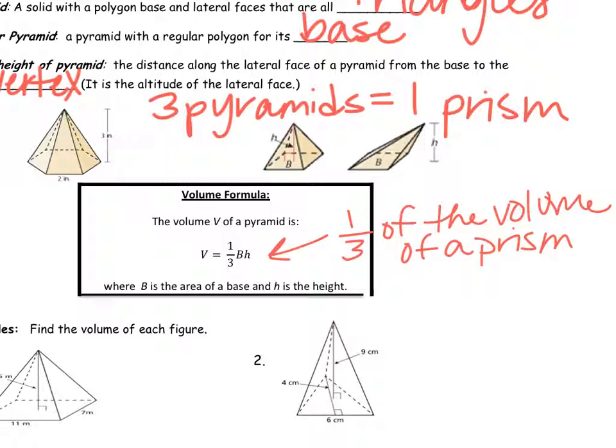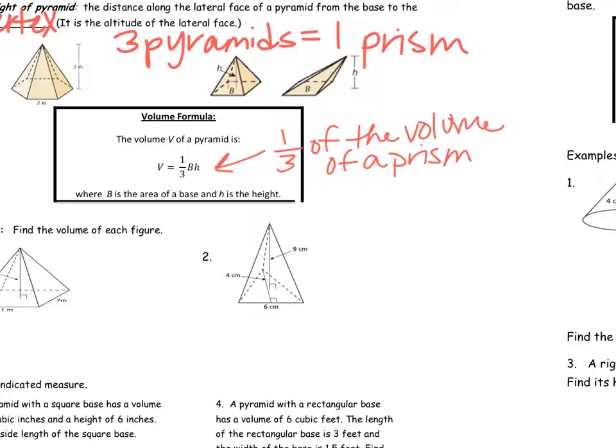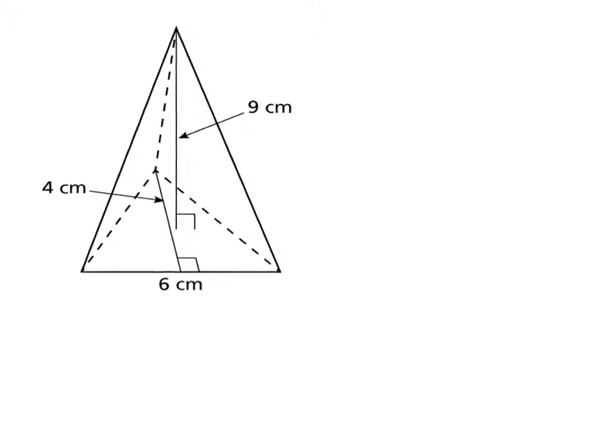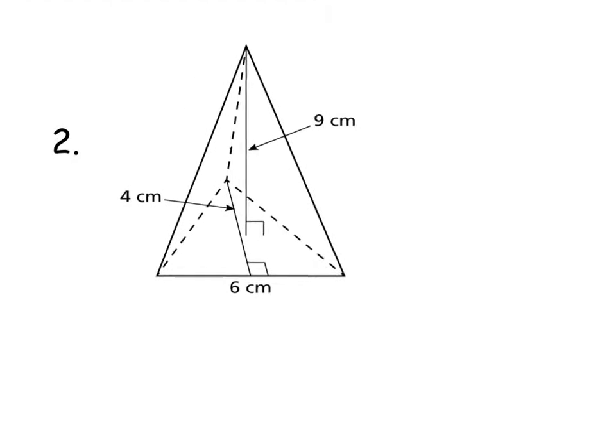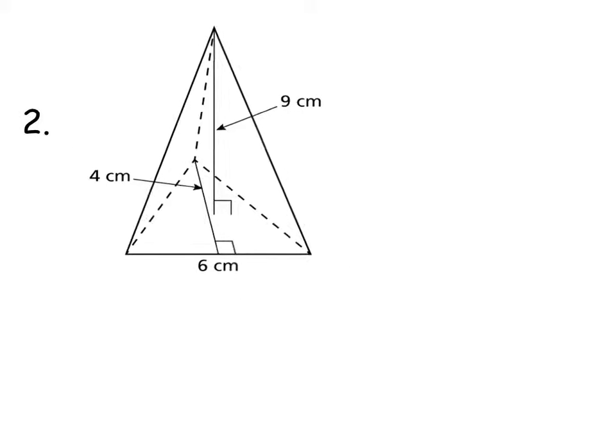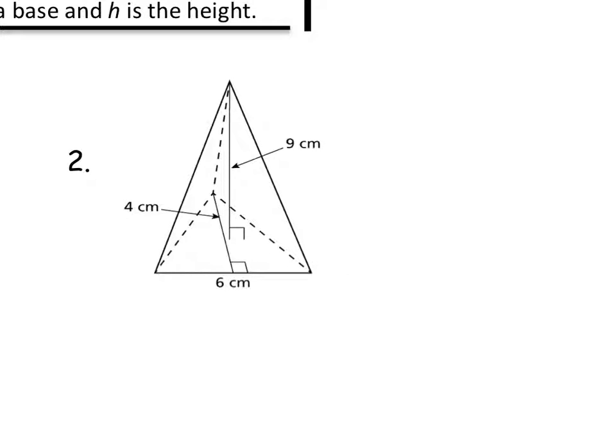We are doing one example. So be with me. We're going to do number 2. Okay, what's the name of this guy? Triangular pyramid. Okay, you need to find the area of the base, and you need to have the height. Our base is a triangle. So if I were you, I would draw it out to the side, with a base of 6 and a height of 4.